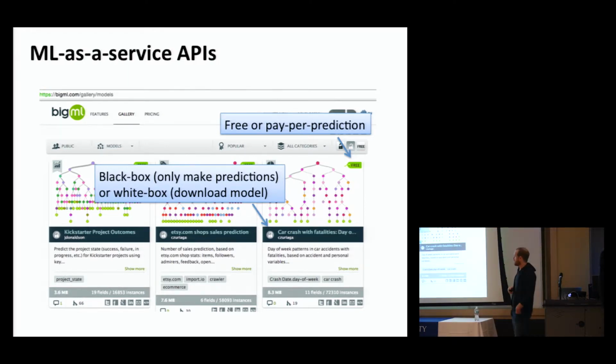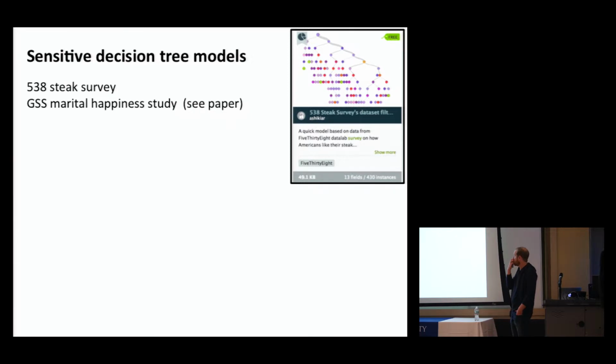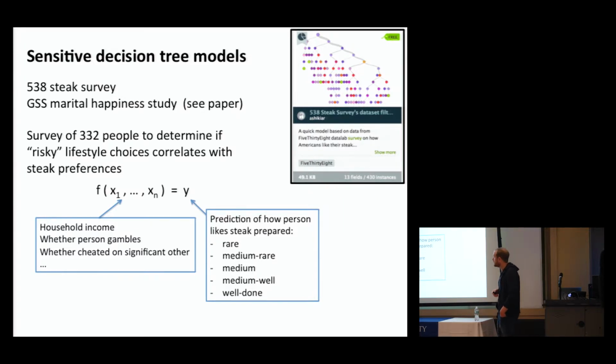In looking around this site, we saw that there actually are quite a few models that seem potentially privacy sensitive. I'll just tell you about one of them, this 538 steak survey. This is from 538, Nate Silver's blog. He got famous for predicting elections in the US a while ago. And they had this blog post about trying to get a sense of whether how you like your steak prepared is correlated with risky lifestyle choices.